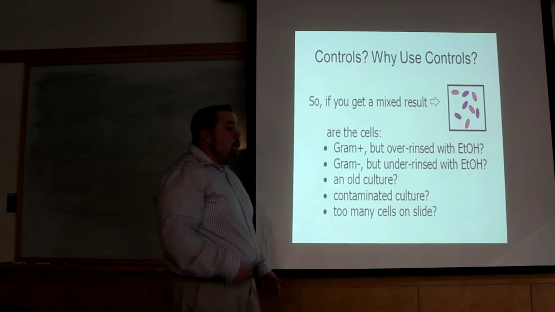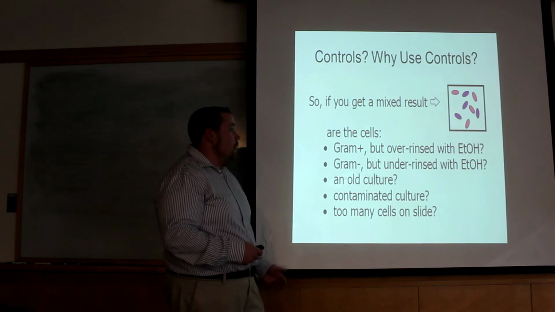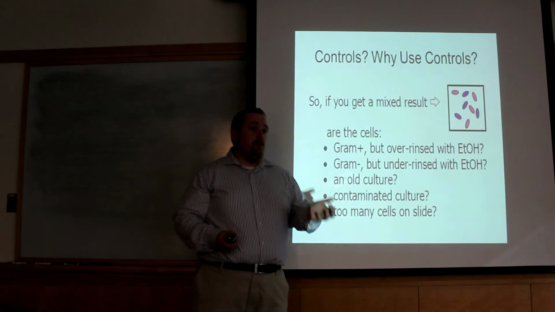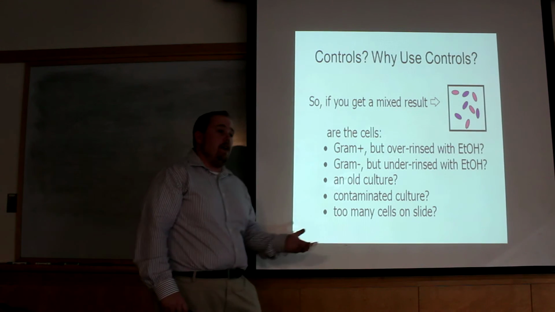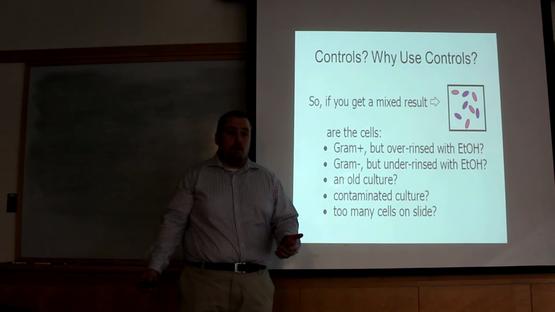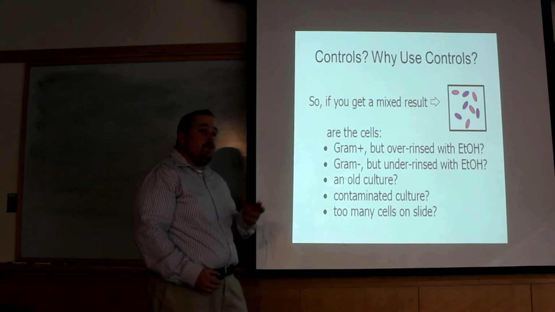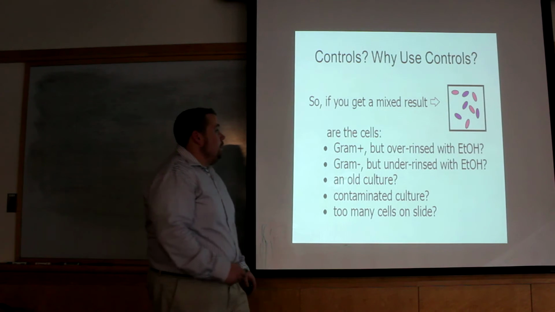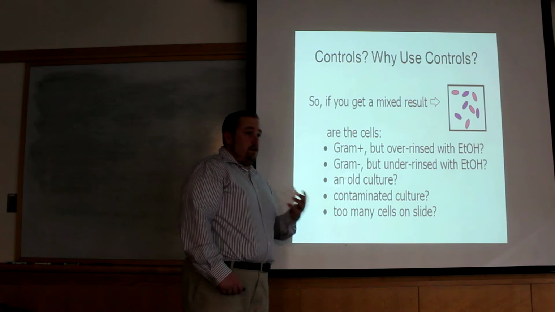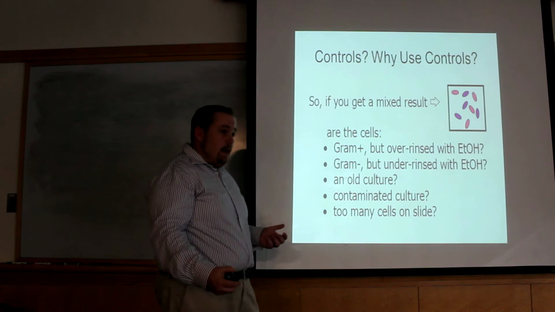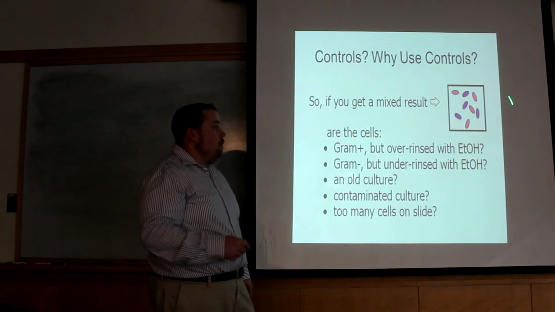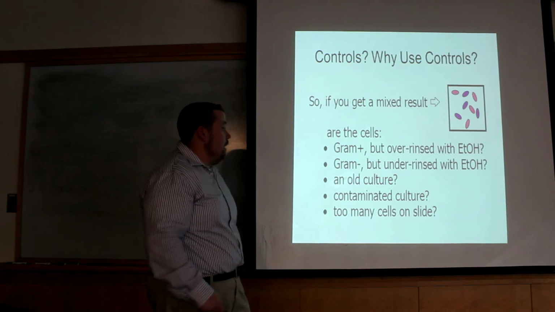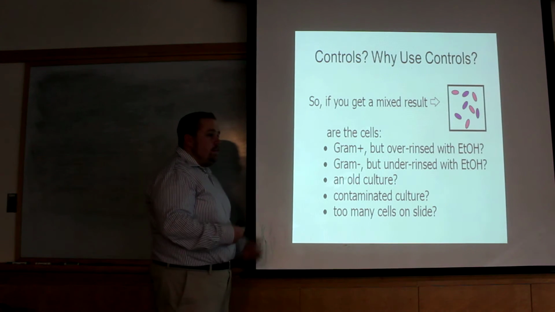Okay, so if you get a mixed result, what can you do? Well, this is why in our lab we're going to run controls whenever we do this. We need to have a gram-positive control and a gram-negative control, because this is going to ensure that your staining technique is on point. Because if your gram-positive cells are purple and your gram-negative cells are pink, then you can be sure that the staining of your sample is probably correct because your controls lined up.